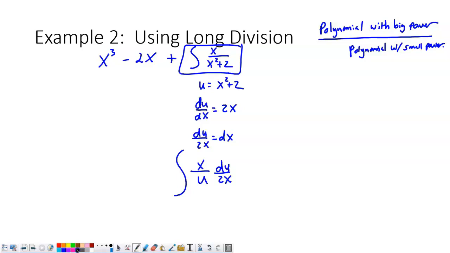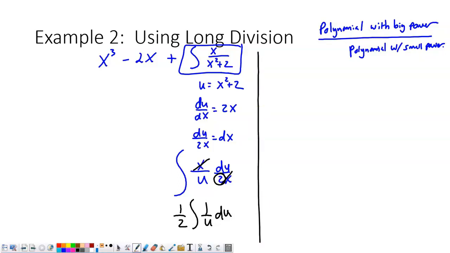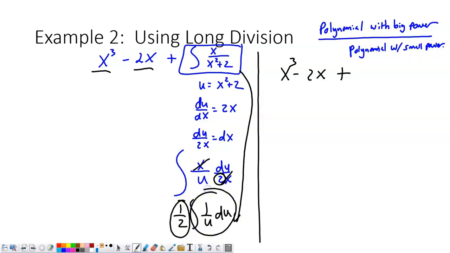Okay, so as you guys can see here, the x's are going to cancel, and I'm going to take that 2 out in the front so it looks like this. And when you have a 1 over u, that's an ln problem, right? So now we have the x cubed minus 2x plus, we just did all this work, and we're going to find out that we have 1/2, and when we integrate this, we get ln. So 1/2 ln, absolute value of u, don't forget your c.